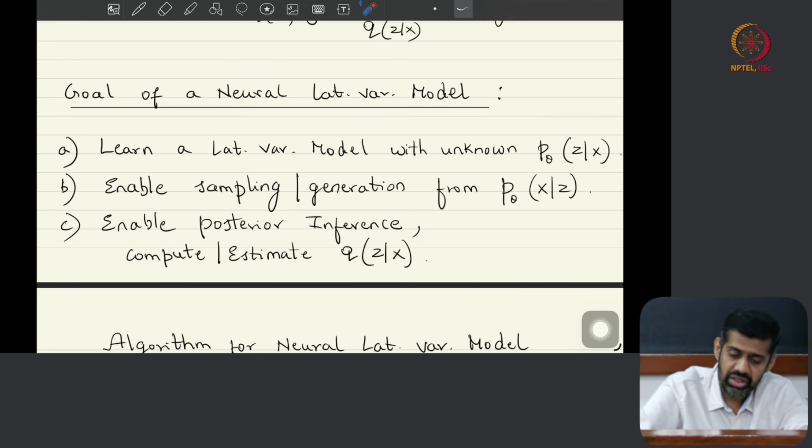The other objective of a latent variable model is, of course, we need to sample from p theta of x given z, because that is our generative part.